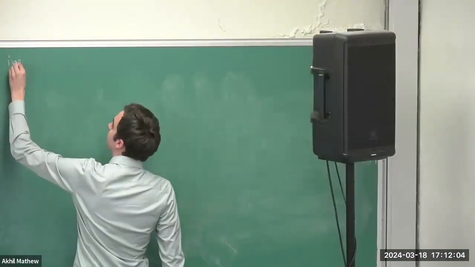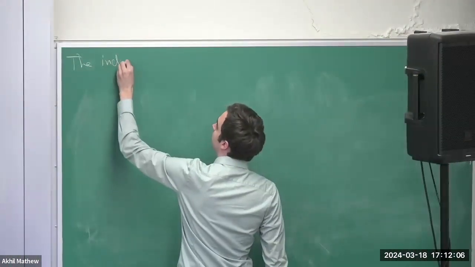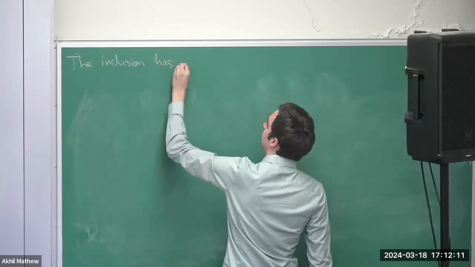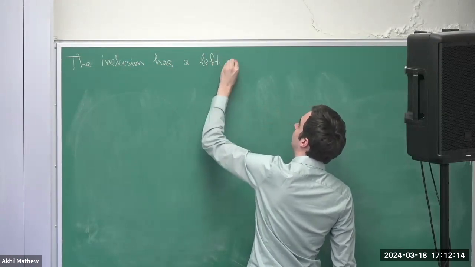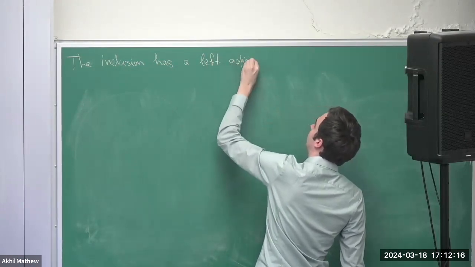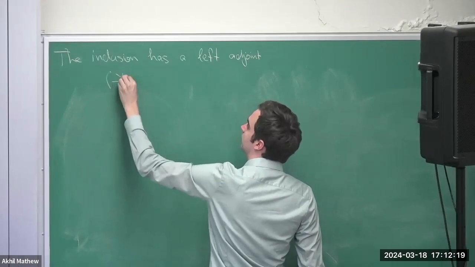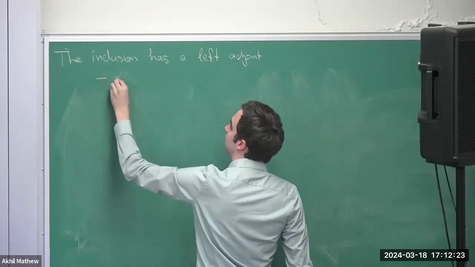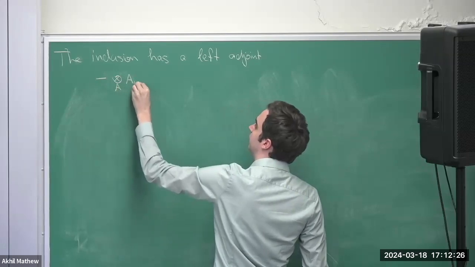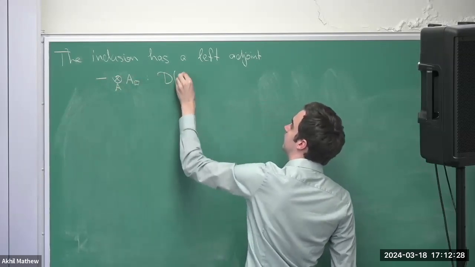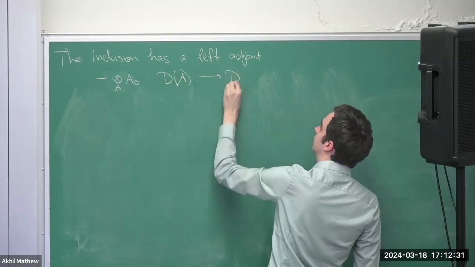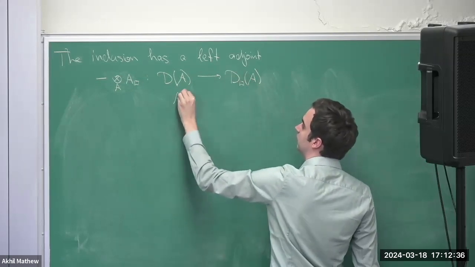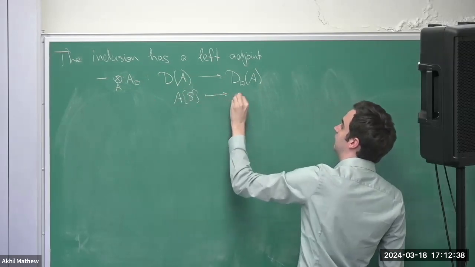So the inclusion of categories that I have there has a left adjoint. That's then the completion functor. And so I call this the solidification. So that's the functor that takes D of A to D solid of A. There's the colimit preserving functor that just sends A to solid.